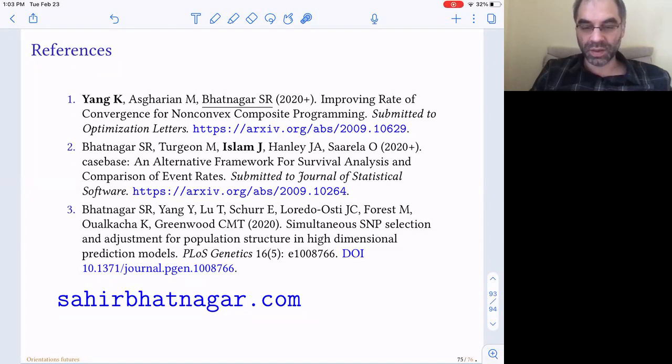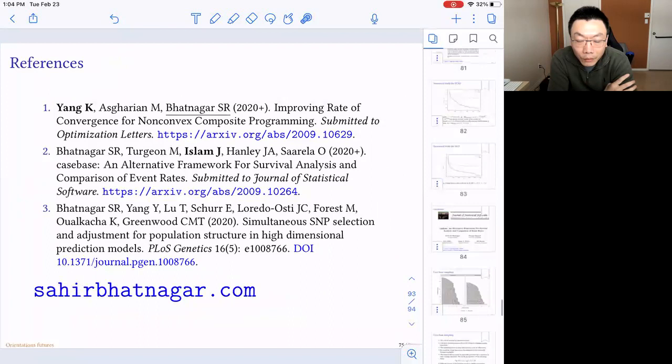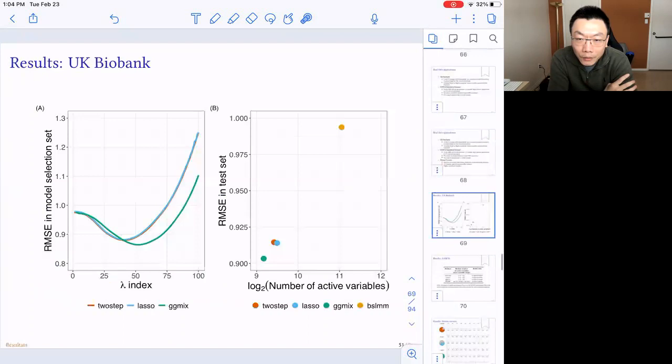Maybe I can ask one more question. You compared with the Bayesian sparse LMM. It's quite surprising that BSLMM performed a lot worse than the GG mix, because it seems that there is a Bayesian equivalent to express sparsity similar to the lasso model that you have. I know that you use a linear mixed model where the beta is a fixed effect, right?